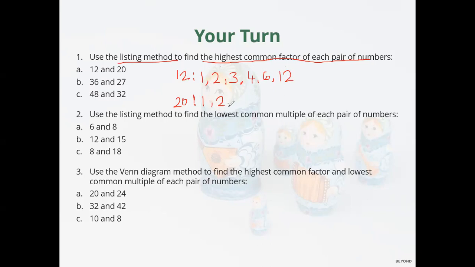1, 2, 4, 5, 10, 20. So, in all these numbers, which is the highest common factor?